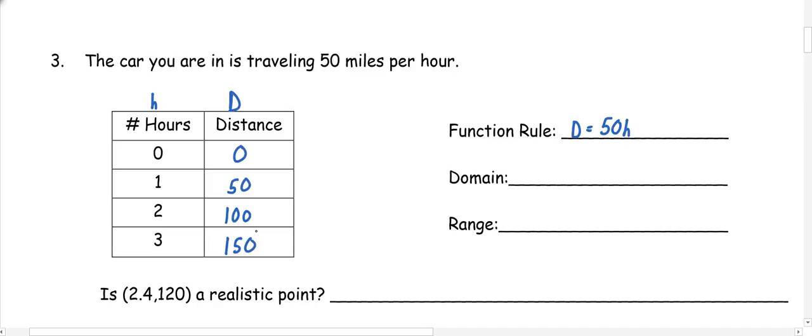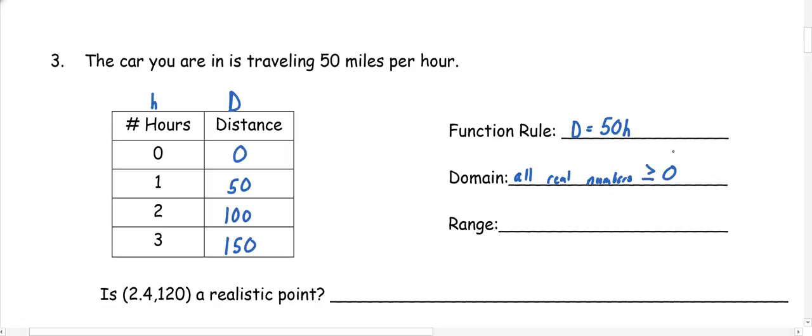So our domain here, we need to think about hours. Now, all of our tables are going up by 1. But do I always drive for a set number of whole hours? No, think about your ride to school. It might only take you 20 or 30 minutes. That's not a whole hour. So our domain here can include fractions and decimals. It can't include negatives, but it can include fractions and decimals. So we're going to say all real numbers. We have to be careful here and say greater than or equal to 0 because we can't have any negatives involved for our hours.